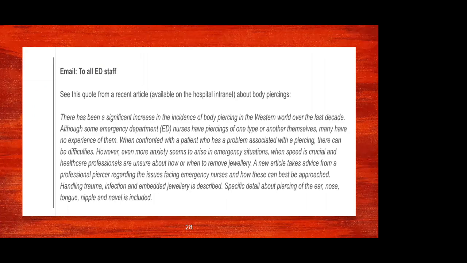So the article is talking to you about body piercing. It is said some unexperienced staff are very anxious when they have to face these situations, and it also talks about how these can be approached and how they can manage a particular trauma or a piercing. You can read once more.